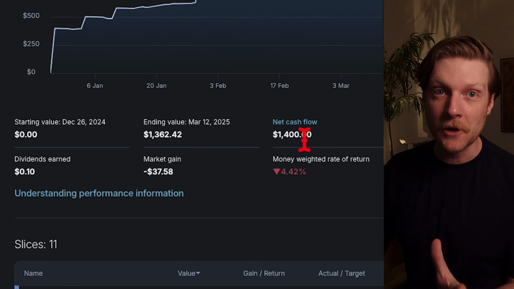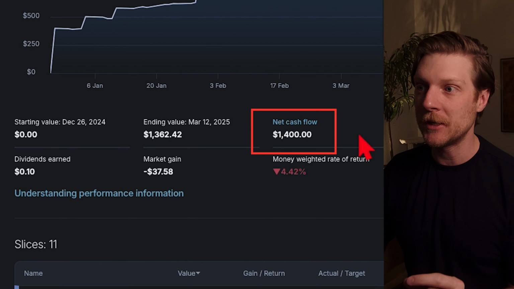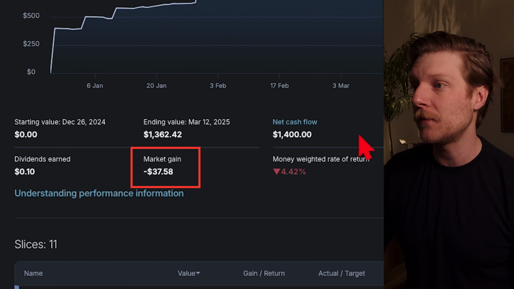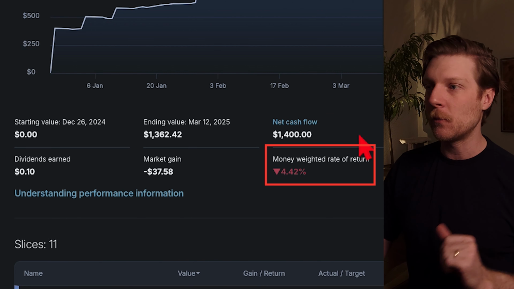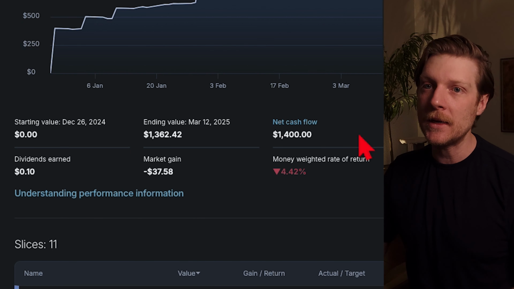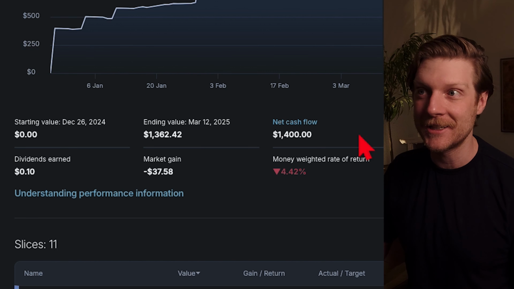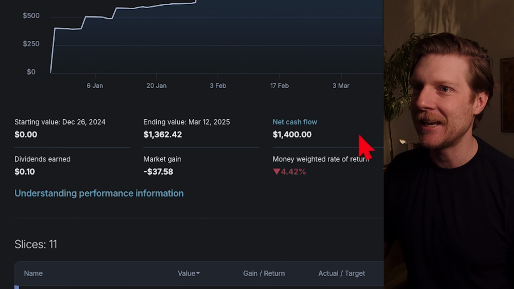And now I quickly want to run through my portfolio and how it's done so far. We have $1,500 in the portfolio, $1,400 that's invested, which means we are currently down $37.58. That is a money weighted rate of return of negative 4.4%. We've only been going for about 15 weeks. And I am happy with the portfolio's performance so far because the S&P 500 has been taking a nosedive.